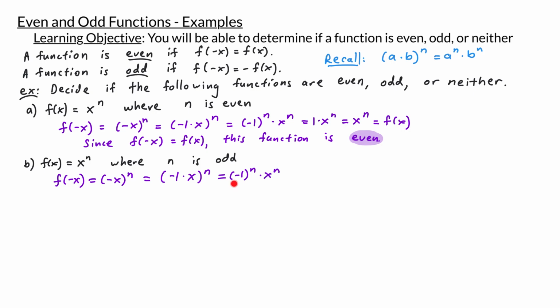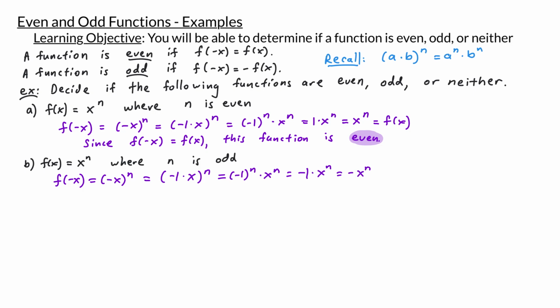This time, when we look at negative 1 raised to the power of n, since n is an odd number, negative 1 to an odd number will remain as negative 1. So this becomes negative 1 times x to the power of n. And this we can abbreviate as negative x to the n.